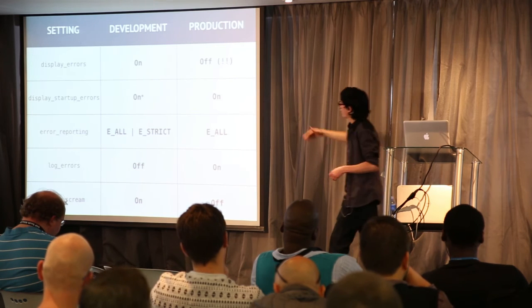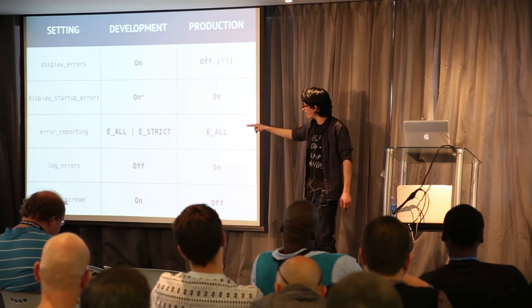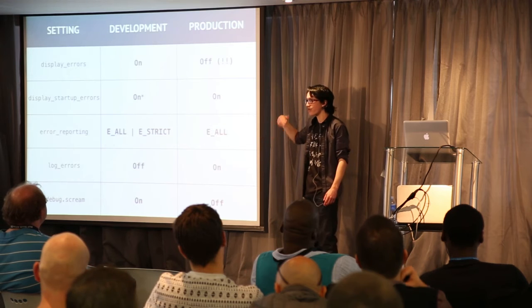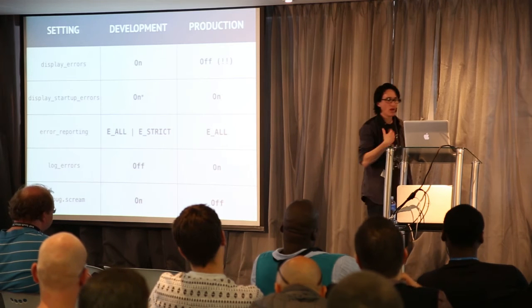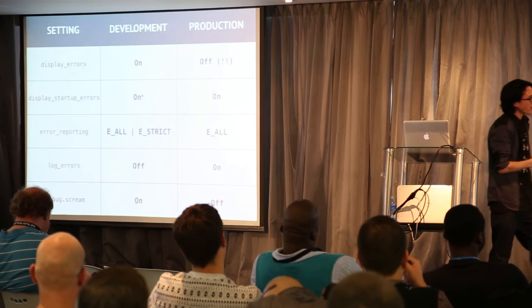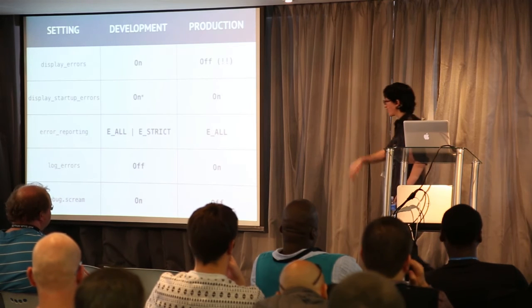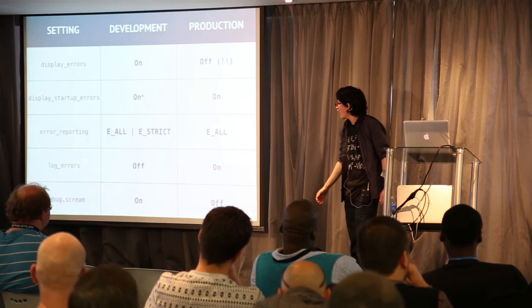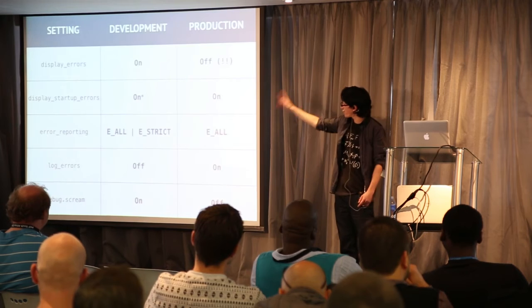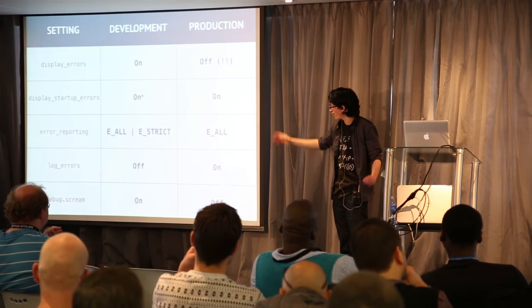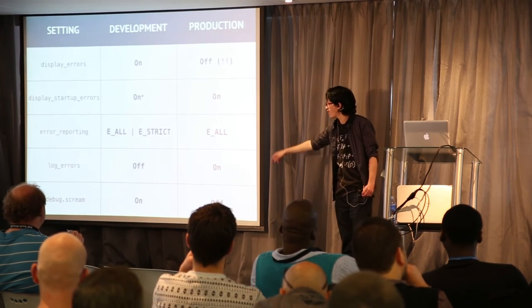The only difference is that if you turn display errors off, but you keep your error reporting on, and you use a logging framework like inside of Laravel, or you use Monolog on its own, then you can still get all the errors, but you can display something friendly to the user instead. Log errors, very important. Turn it off in development. You don't need to log them that way because you'll see them, but turn it on in production.